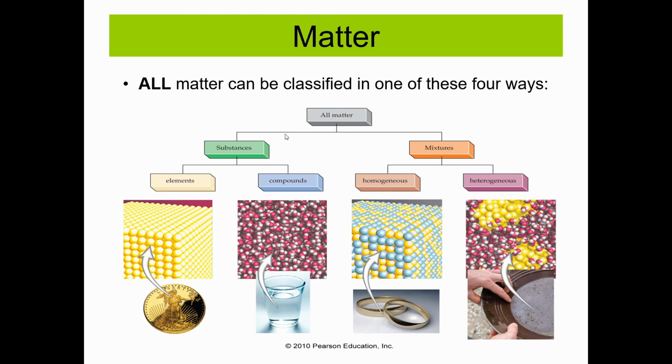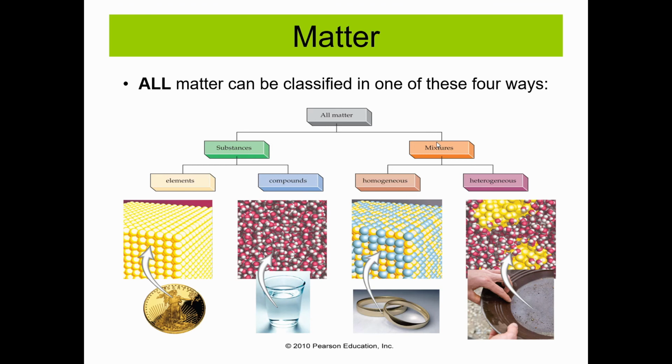We can then break a substance down further into two subcategories. An element is going to be a pure substance of one single type of atom, one single element. This is the fundamental form from which all materials are constructed. A compound is going to be multiple elements combined together. It's a substance that's made up of two or more elements chemically combined in a fixed ratio.